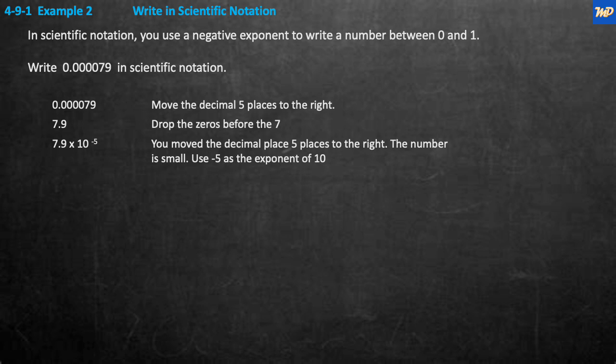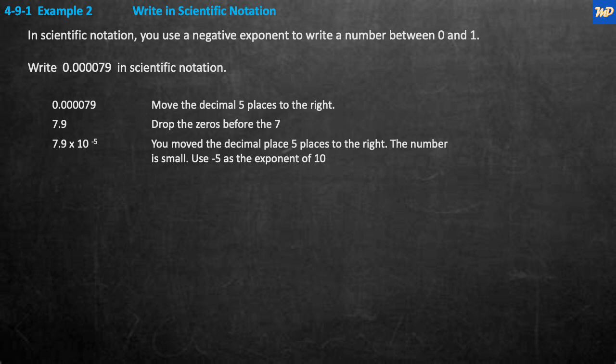Write in scientific notation. In scientific notation, you use the negative exponent to write numbers between 0 and 1. So if you're trying to write 0.9 using scientific notation, or in this case it says 0.000079, that they want us to do. It means we're going to have to have a negative exponent. So here's the number they want us to use, which is right here.